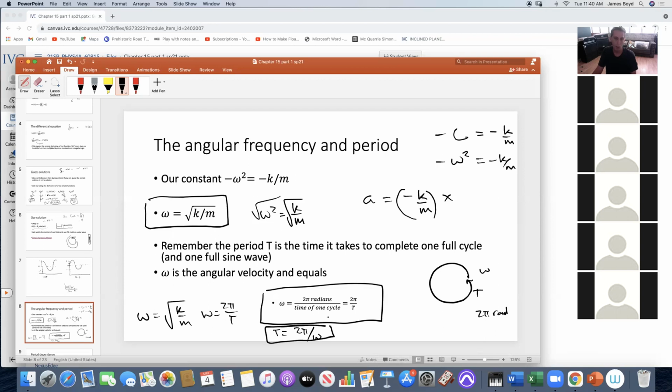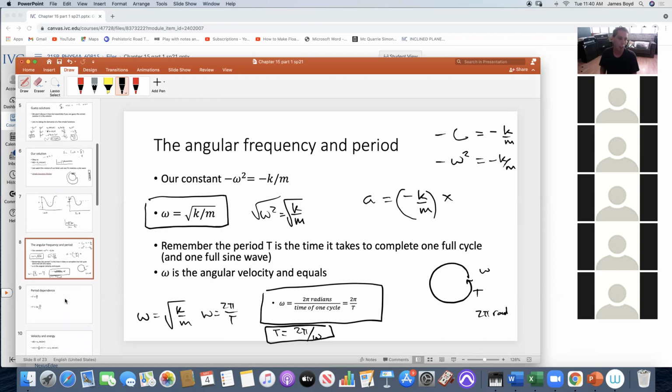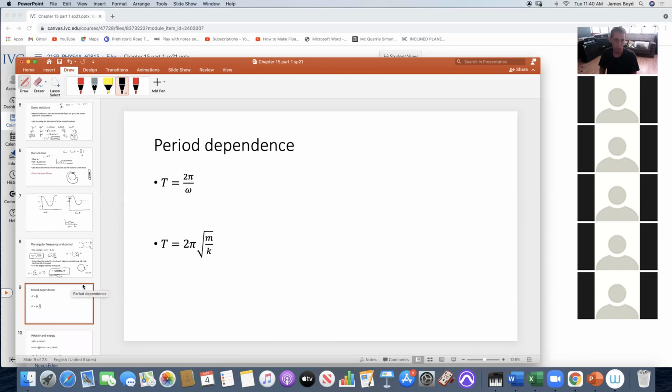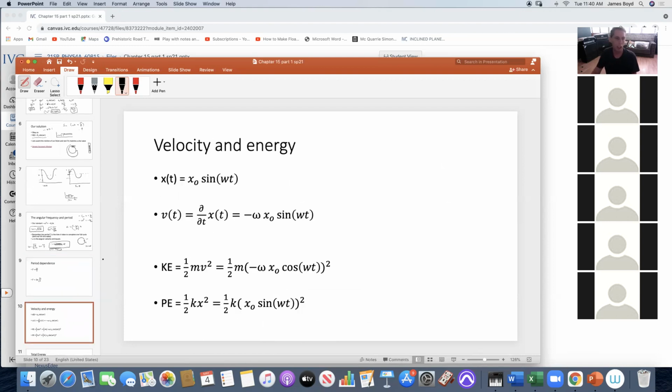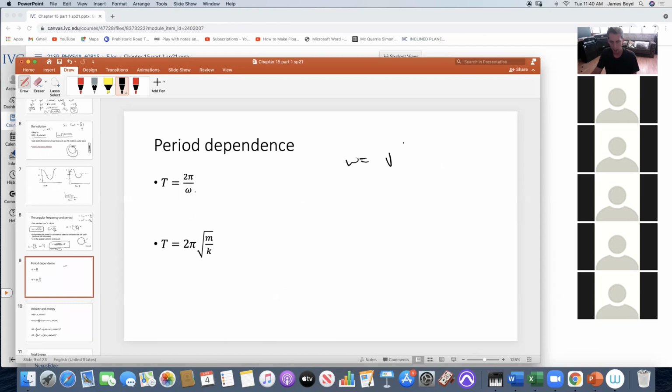All right, so that allows us to basically use omega to tell us where we are in this cycle. I just did that, but writing omega as square root of k over m, if you put that in here, you see it flips up and you got this nice deal. Now, what about the velocity and the energy? We have the period, we have omega.